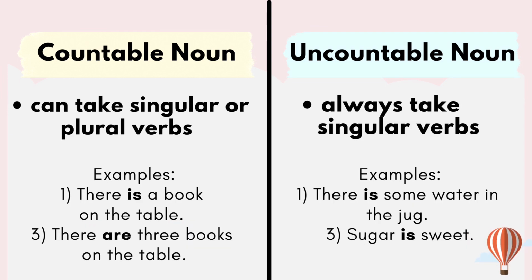Okay, next, countable noun can take singular or plural verbs. Well, it depends on the noun itself. For example, there is a book on the table. There are 3 books on the table. Depends on noun dia berapa banyak. Okay, next is uncountable noun. Always take singular verb. For example, there is some water in the jug and sugar is sweet.